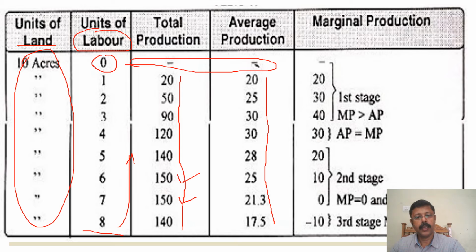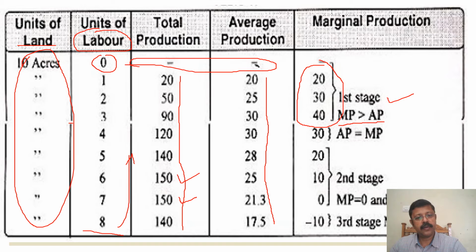Okay. Now this particular portion we can understand with the help of the marginal chart, marginal product, right? So 50 minus 20 will give you 30, and 90 minus 50 will give you 40, and 120 minus 90 will give you 30. So until this particular point, that is when you added 3 laborers, this is the first stage where marginal product is greater than average product. This is called stage 1.